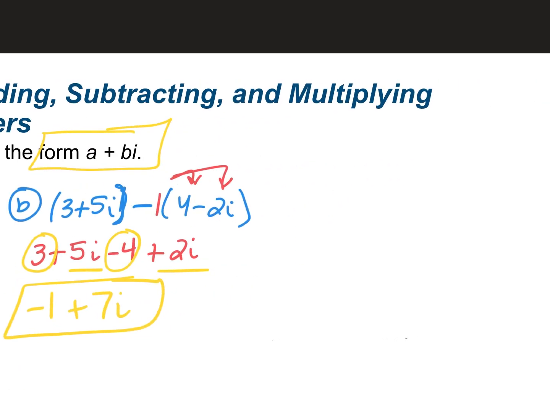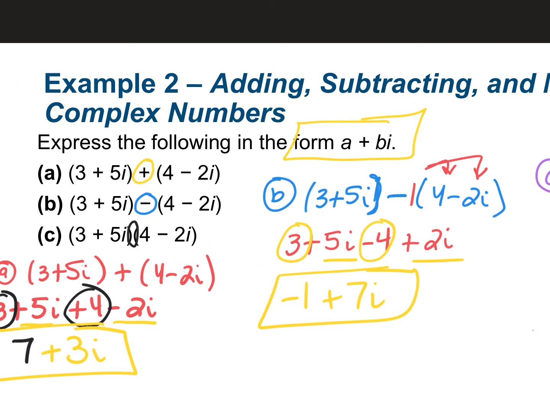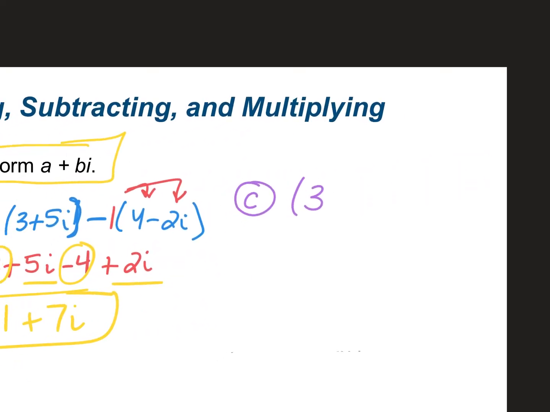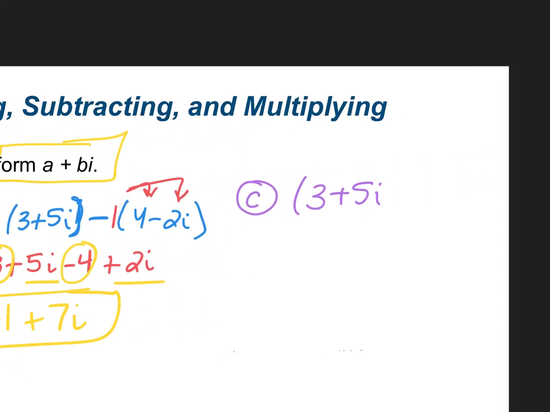All right, now here's the last one that we're going to talk about, and then we're going to do a bunch of examples. Some of them get really yucky, but we're going to go through all of them together so you're prepared for anything that you might see. 3 plus 5i times 4 minus 2i. I know this is times because the two parentheses are stuck together. Now, you need to get in the habit of doing what I'm going to do right now, just so you don't make any mistakes.